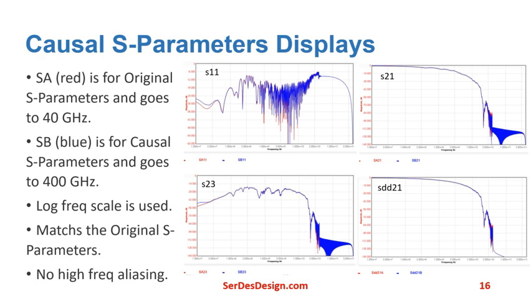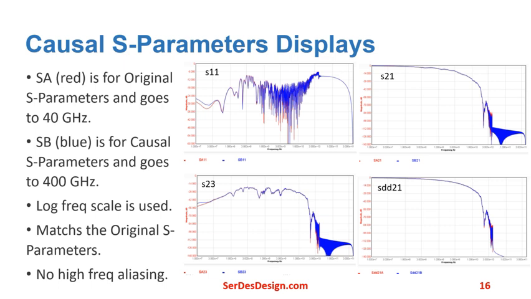The causal S-parameters can be displayed. Using the free Generate Causal S-Parameters tool, the original S-parameter file can be converted to causal S-parameters from 0 Hz to 400 gigahertz, where 400 gigahertz is equal to the bit rate times the samples per bit divided by 2. And using the free Compare S-Parameters tool, the new S-parameters can be compared to the original S-parameters.